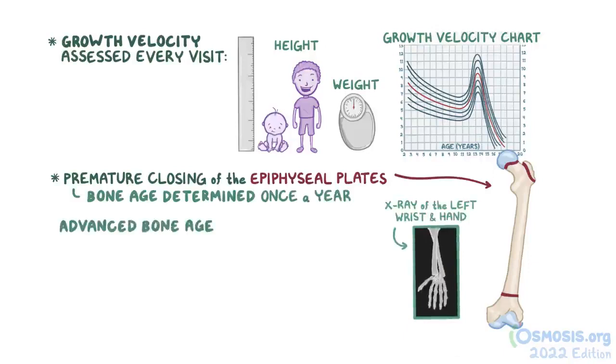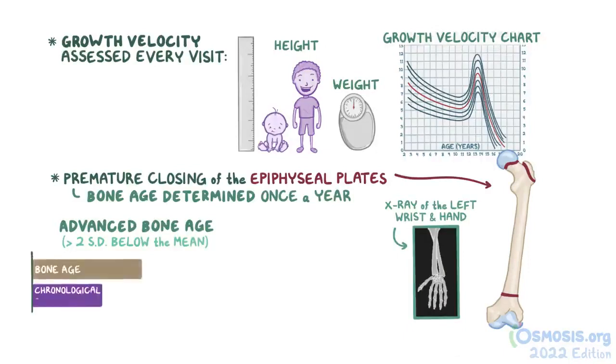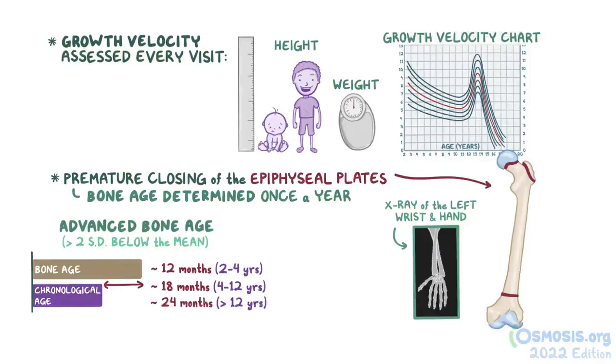Advanced bone age is defined as a bone age that is more than 2 standard deviations above the mean, so a difference between bone age and chronological age of approximately 12 months between 2 and 4 years of chronological age, 18 months between 4 and 12 years, and 24 months after age 12. If bone age is advanced, glucocorticoid doses should be lowered.